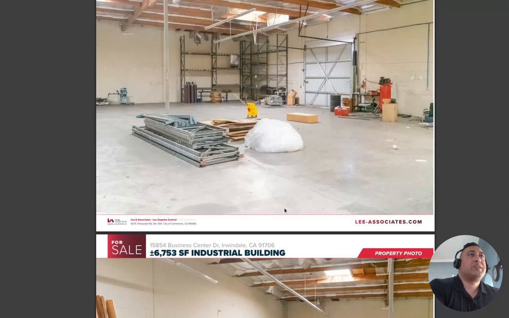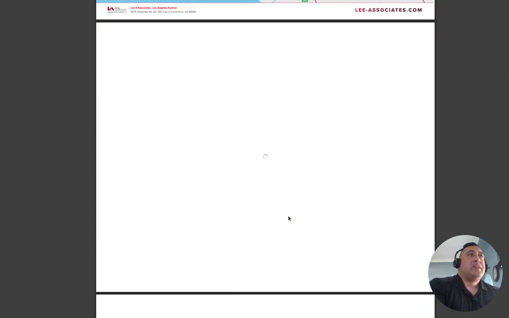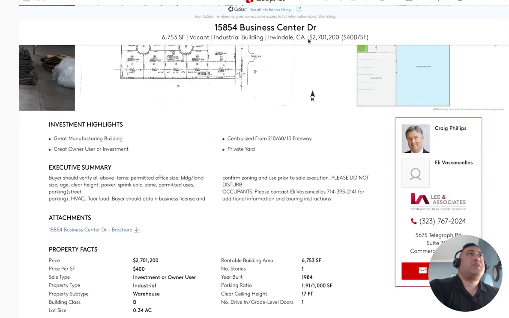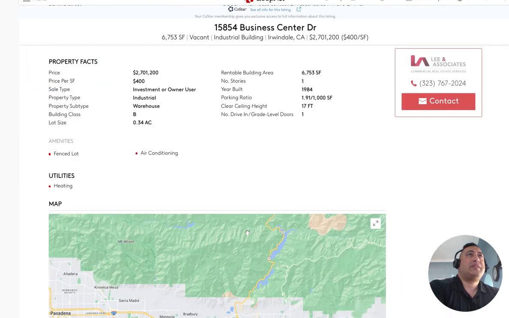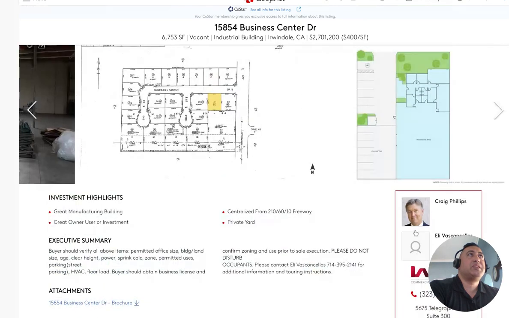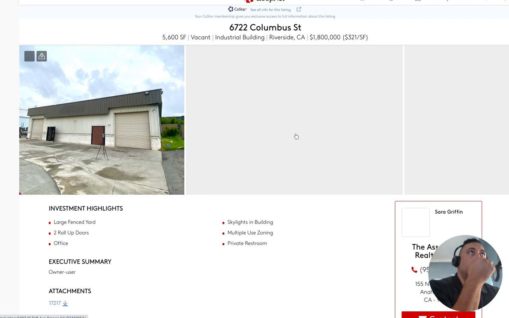This side looks pretty good. I like the warehouse. Where's the selling info? So they're at $400 a square foot, 2.7 million in the city of Irwindale. Yeah, it's a vacant, fenced lot. I mean, it's got some good qualities to it. So, let's move on for a second. Let's assume that one might not work, so we'll keep going.